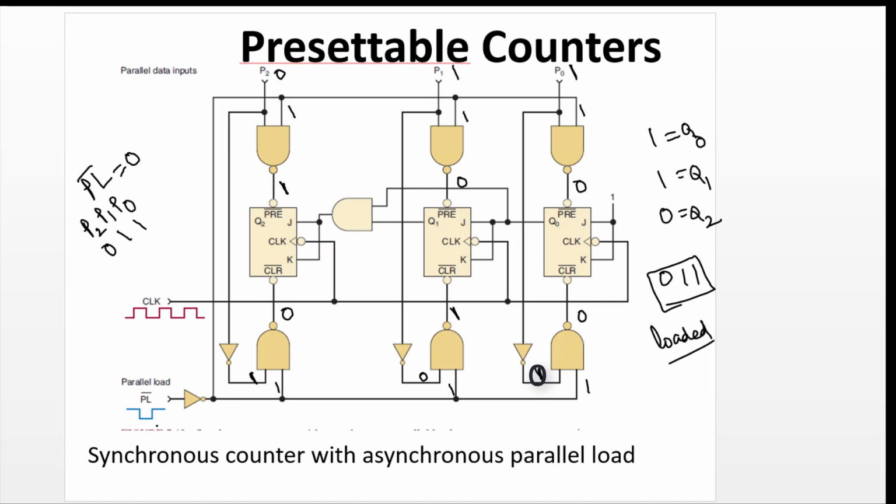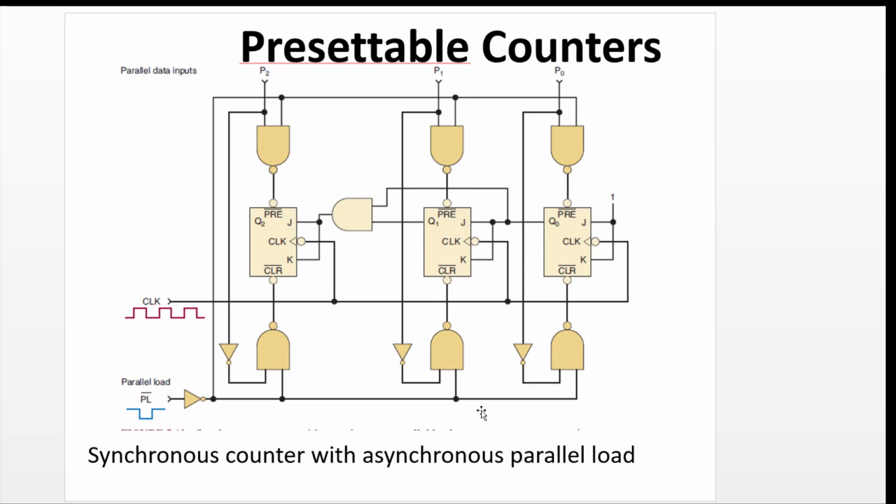Now if I make my PL bar equal to 1, let's see what happens. If my PL bar equals 1, that means this becomes 0, this becomes 0, this becomes 0, this becomes 0, this becomes 0, and this also becomes 0. That means this will be 1, this will be 1, this will be 1, irrespective of P2, P1 and P0. You don't have to care about P0, P1, P2 because one input of the NAND gate is 0. Automatically, the output of the NAND gate will be 1.